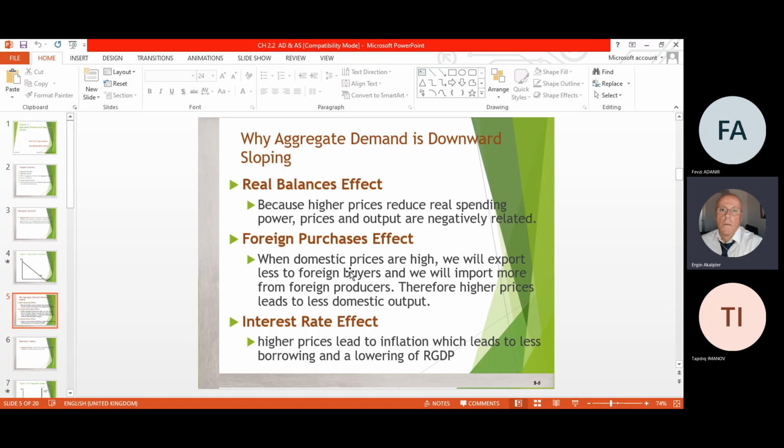When domestic prices are high, as you know, because of inflation, we will export less to foreign buyers, and we will import more from foreign producers. Therefore, higher prices lead to less domestic output. This is expected. And due to this reason, in the exportable goods market, it is expected that domestic goods and services will become cheaper, not higher, not expensive.